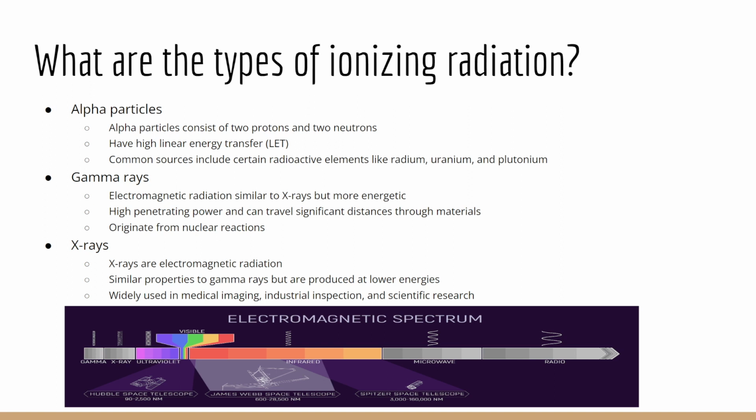The next one we're going to talk about is X rays. X rays are electromagnetic radiation. They have similar properties to gamma rays but are produced at lower energy. They are widely used in medical imaging, industrial inspections, and scientific research.